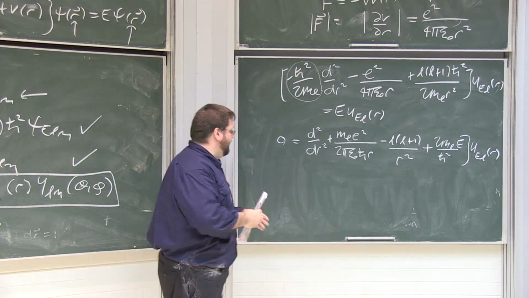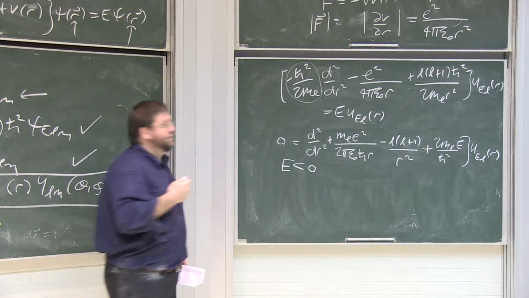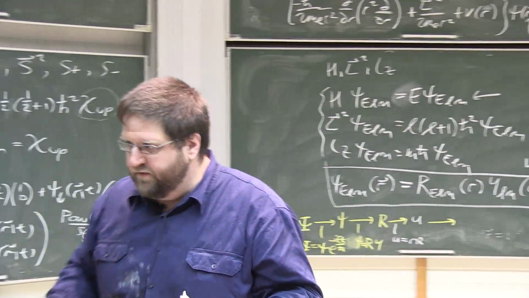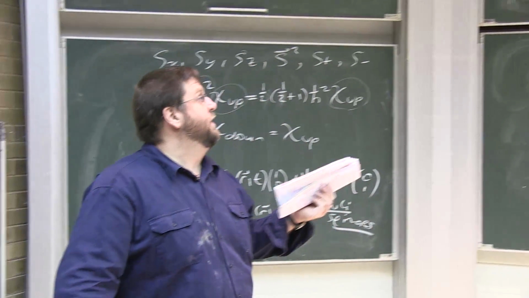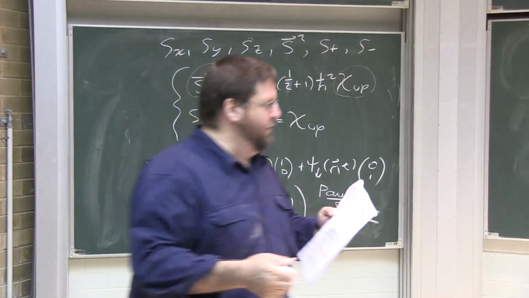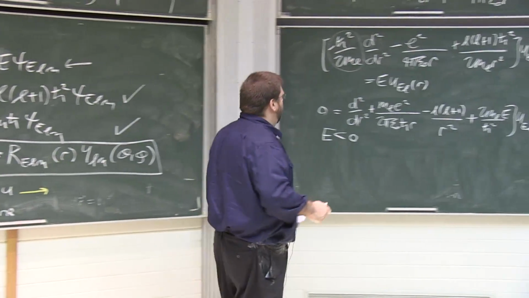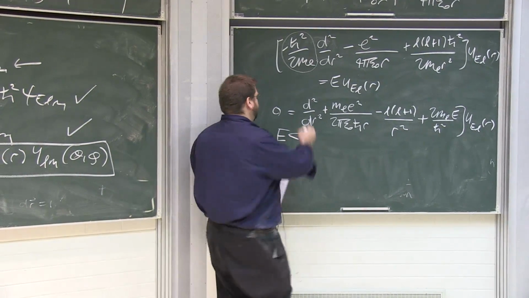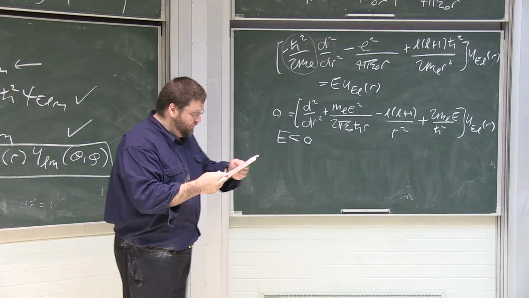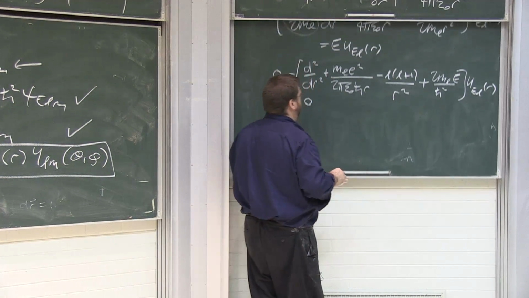Now let me note that the energies must be negative. These are the energies of the electron. And the energies must be negative, because if they weren't, then the electron could escape to infinity and you wouldn't have an atom. So let's bear in mind that the electron has negative energy. And now I'm finally going to get my wish. I'm sorry, there's an open square bracket here. Now I'm going to get my wish. I'm going to scale this equation to get rid of as many constants as possible.